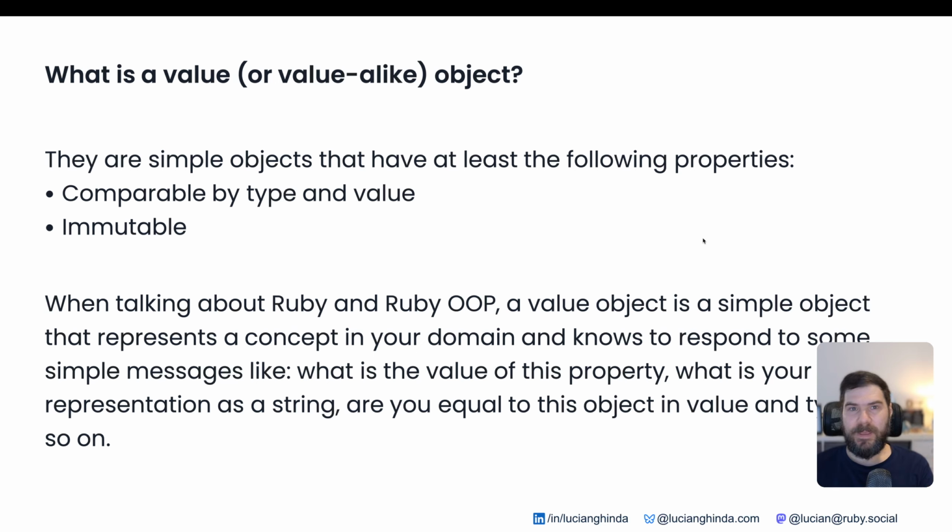When talking about Ruby and Ruby OOP, a value object is a simple object that represents a concept in your domain and knows how to respond to some simple messages like what is the value of this property, what is your representation as a string, are you equal to this other object instance in value and type, and so on.